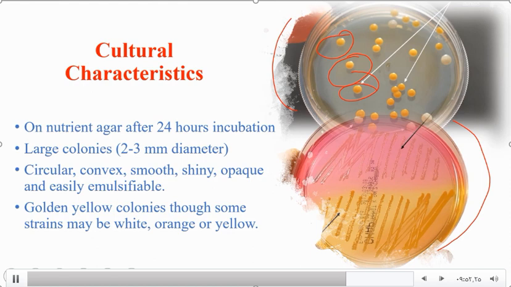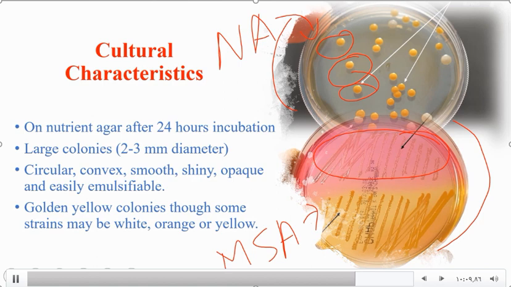Next, Staphylococcus aureus will produce golden yellow colonies on MSA. This is the nutrient agar, and this is the mannitol salt agar. This one is a Staphylococcus other than Staphylococcus aureus, and this is Staph aureus. Here you can see the golden yellow colonies of Staphylococcus aureus, whereas here you can see the other Staphylococcus, which doesn't ferment the mannitol.